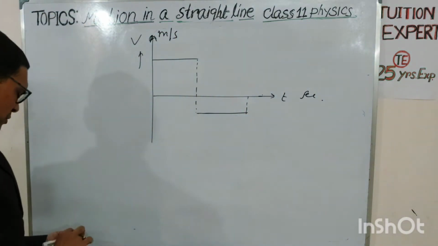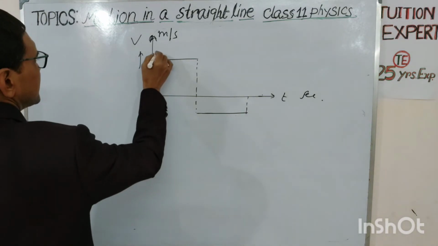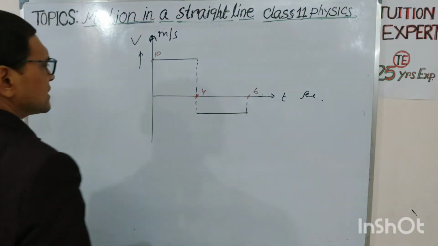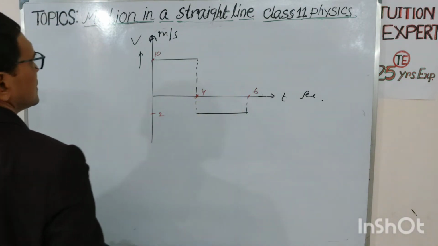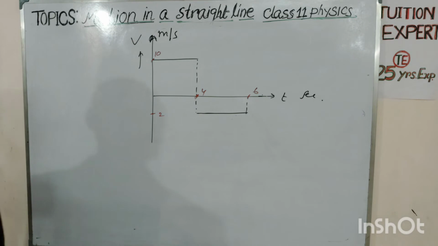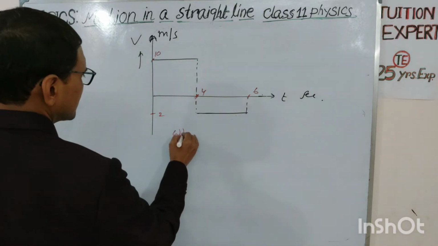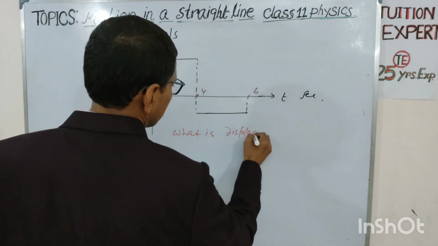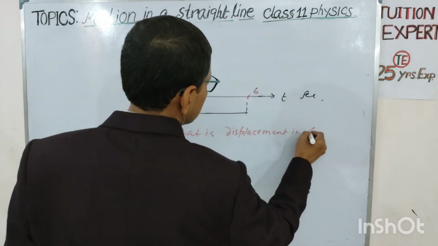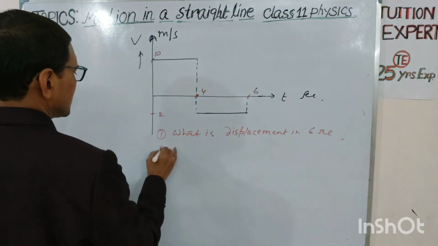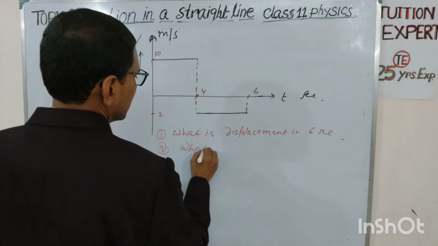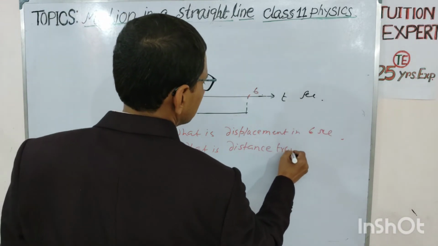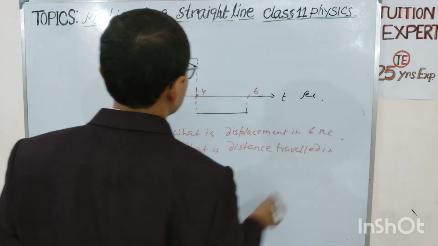This is second. Suppose this value is 10 meter. This is 4, this is 6 in second, and this is 2. Now the question is, what is the displacement in 6 seconds? And next, what is the distance traveled in 6 seconds?